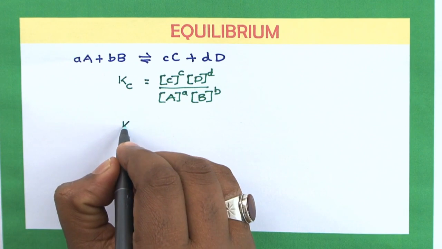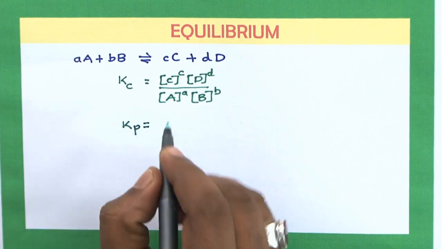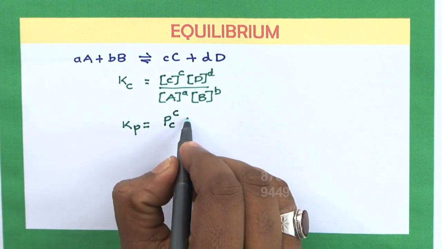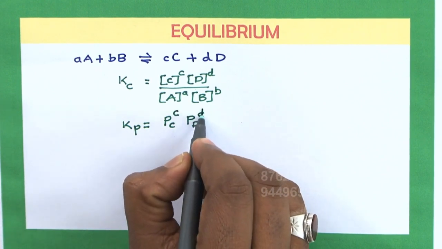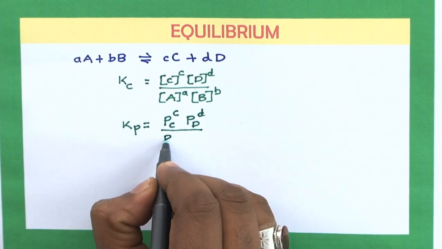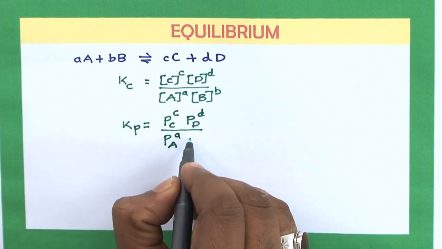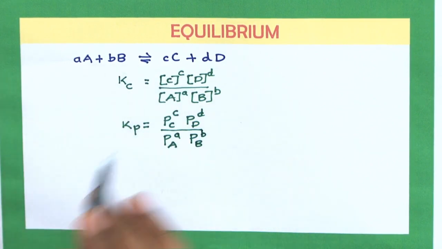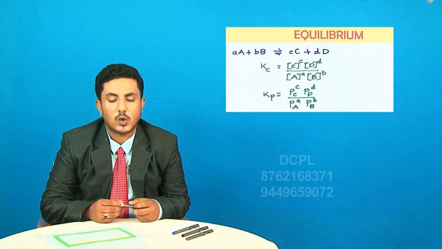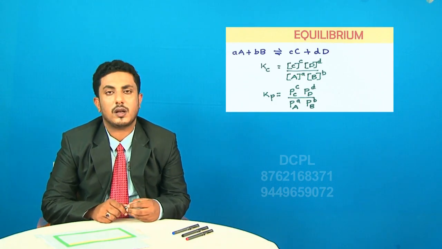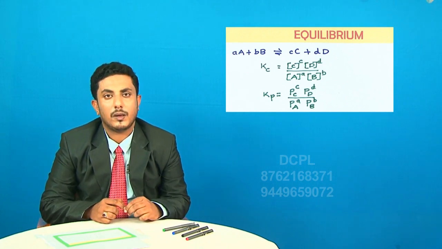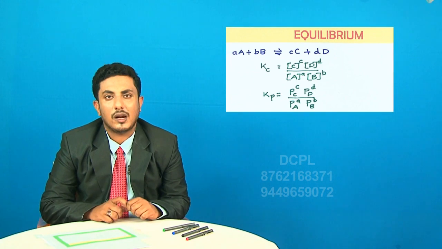The equilibrium constant in terms of pressure, Kp, is equal to pressure of C raised to c into pressure of D raised to d, divided by pressure of A raised to a into pressure of B raised to b, provided that A, B, C and D are all in their gas phases. So these are the two equations to calculate the equilibrium constant in terms of concentration as well as in terms of pressure. Now we will solve some problems related to this.